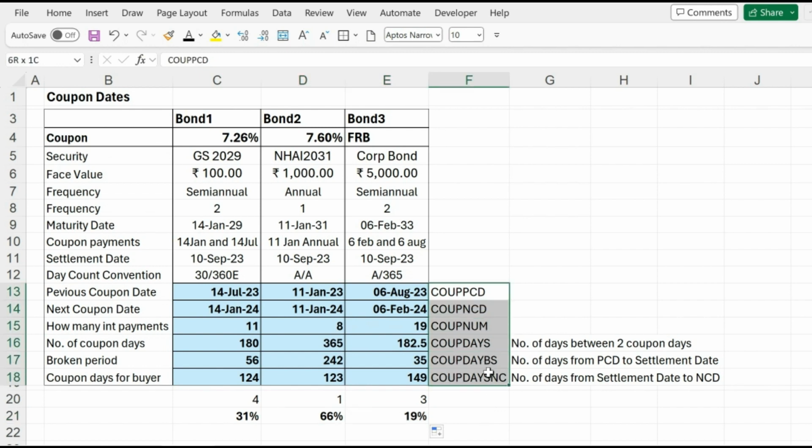So these are the six functions. Many people don't know these functions, and that's why they do all of these calculations manually. However, if the bonds in your portfolio are plain vanilla, whether a corporate bond, a government security, a municipal bond or a state government bond, any plain vanilla bond, then these functions can be useful.